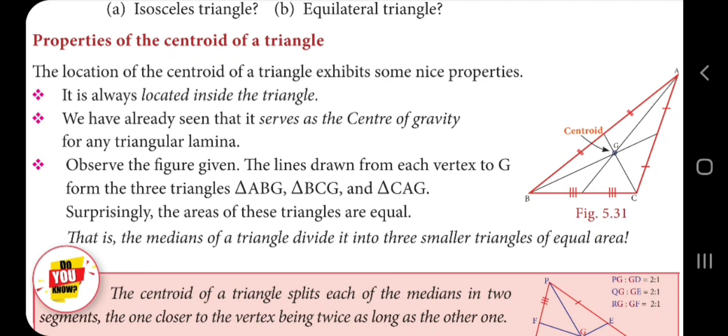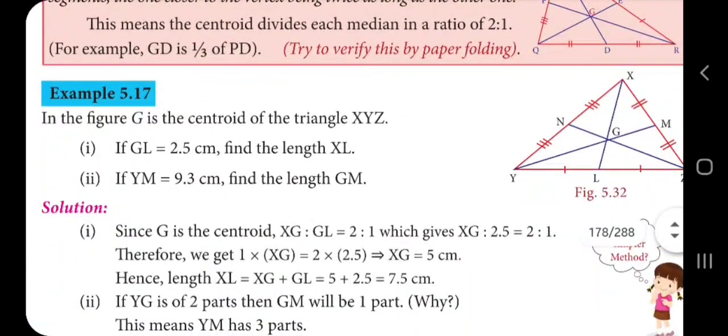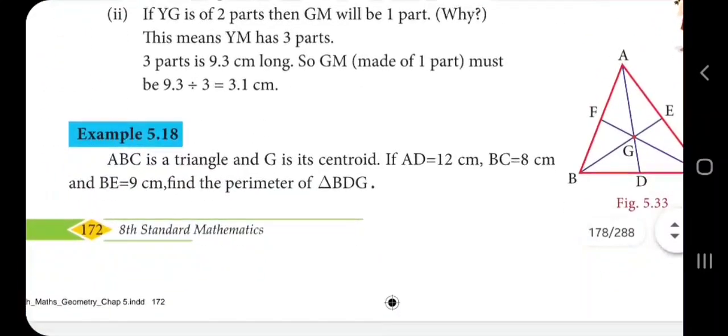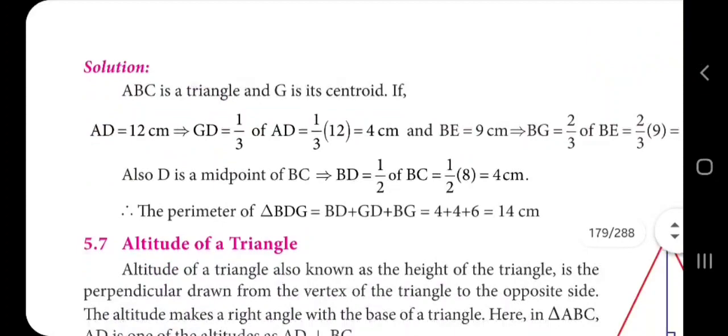Then observe the figure. The lines drawn from each vertex to G divide the triangle into three triangles, and surprisingly, the areas of these three triangles are equal. So from the center, the areas will be equal. These are the properties we will use in the example sums. So these are very important.